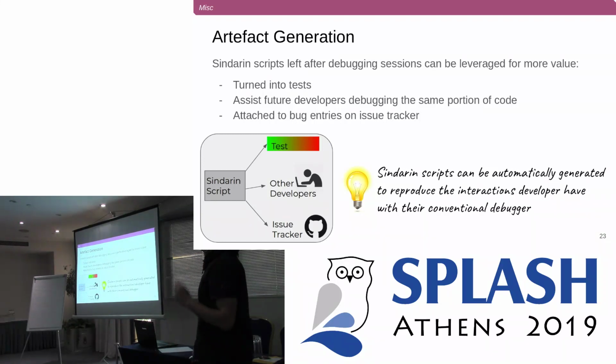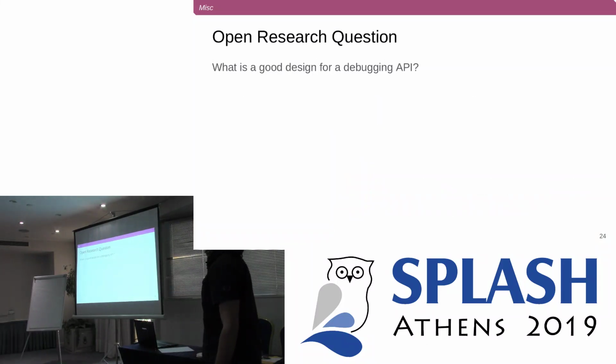And on this subject, you could automatically generate Sindarin scripts from the interaction you have with your debugger. So we could record, oh, he clicked that button and then that button and then switched to that context. Well, we could record that and generate a Sindarin script from it. So you can say, give me whatever I did with my debugger, and do it again, or send it to that person. And finally, this is an open research question, so I don't have the answer, but that's something we're going to tackle next. What's a good design for a debugger API? What does it even mean to be good for this purpose?